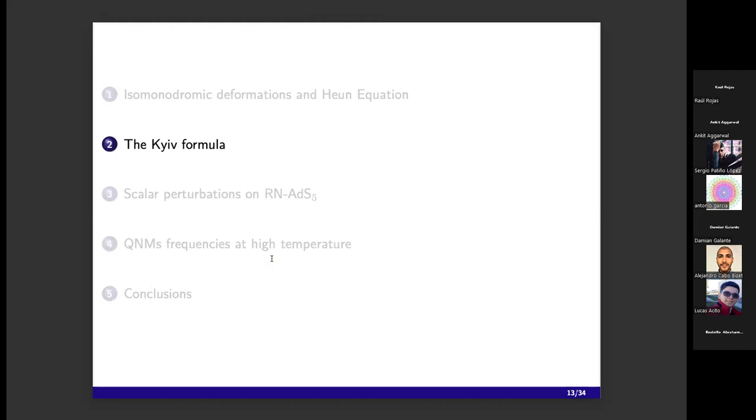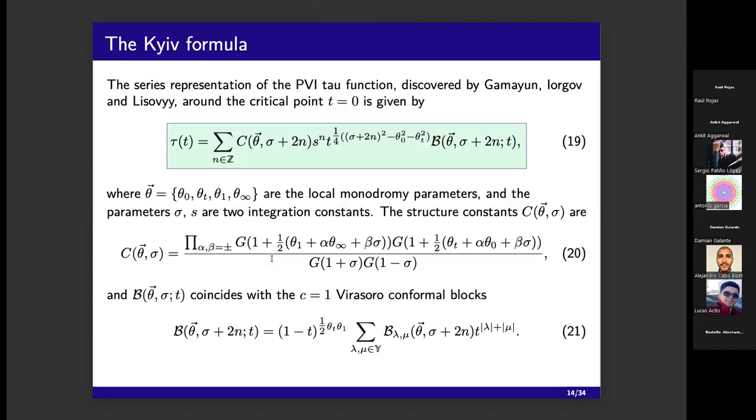So now we want to talk a bit about the isomonodromic tau function itself. Although the leading term was found by Jimbo in the 80s, it was about 10 years ago that Gamayun, Iorgov and Lisovyy wrote a complete series representation of the P6 tau function. It's written in terms of the Virasoro conformal blocks for c equals one, and you can see that the tau function contains these two parameters, s and sigma. So this is the series representation around the critical point at t0.